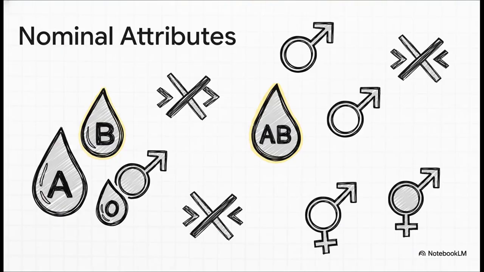Okay, so the most basic type is nominal. The best way to think about these is as simple labels. You can't say blood type A is somehow greater than or less than blood type B, right? They're just different. There's absolutely no natural order to them.